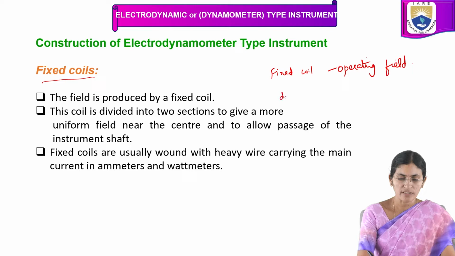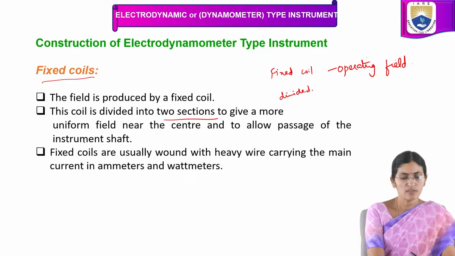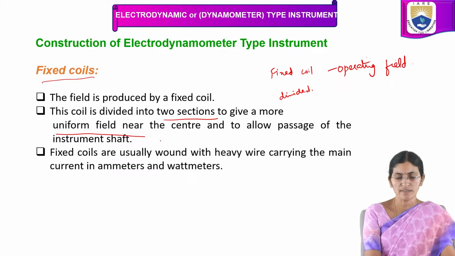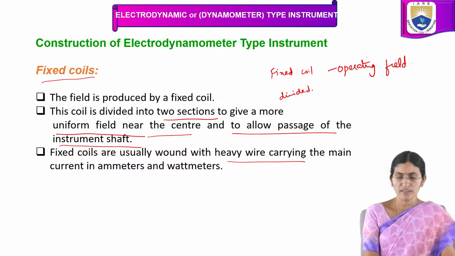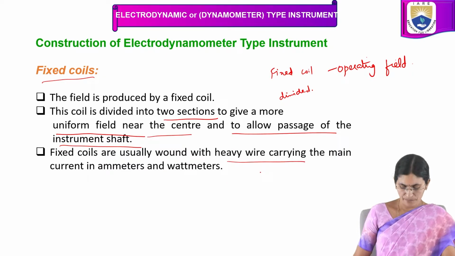So it is divided into two sections to give uniform field near the center, that is the moving coil, and to allow passage of the instrument shaft. Fixed coils are usually wound with heavy wire carrying the main current in ammeters and wattmeters.